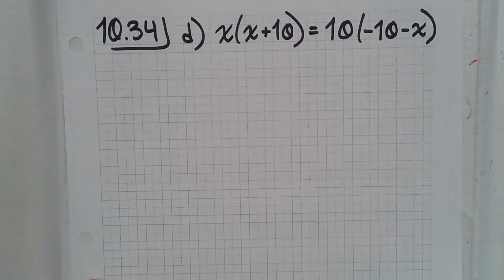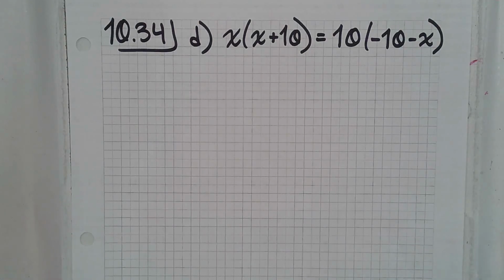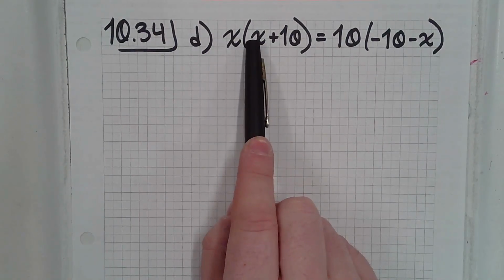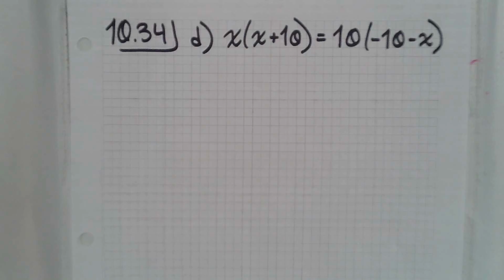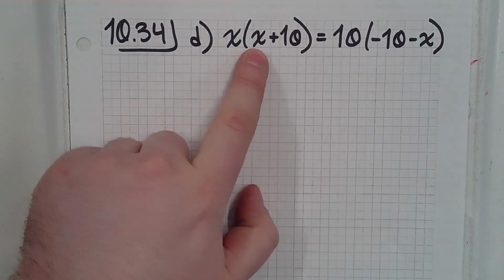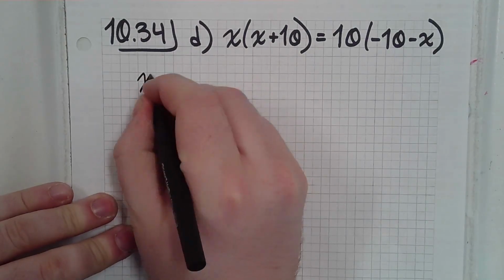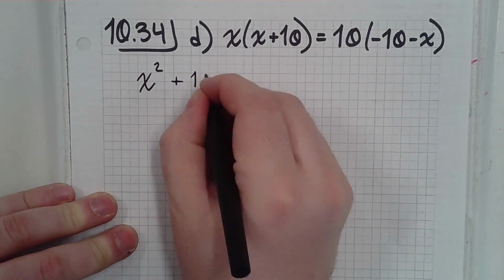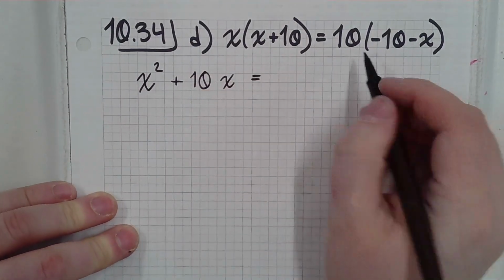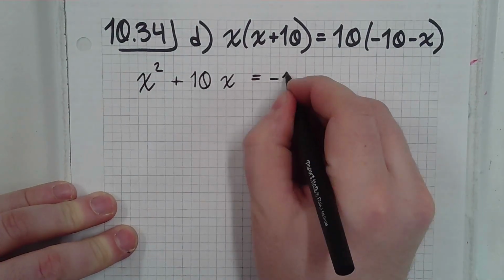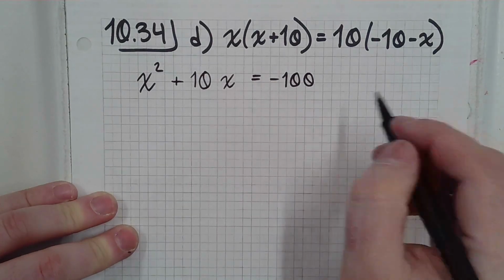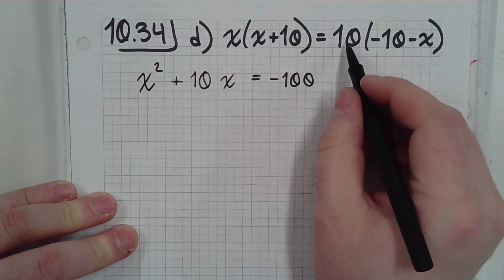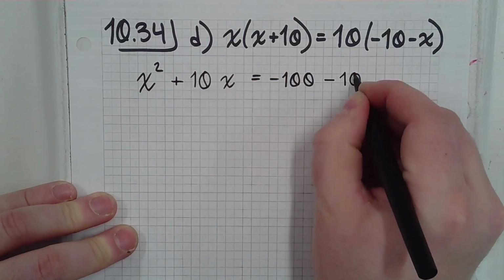Part D is this one, and a lot of people are confused on this. And I think it's just because you guys didn't try to make this look like a problem you know how to solve. If we distribute, we're going to get x squared. That seems good, right? We can get it looking like that last problem we did. So let's do that. X times both terms here is going to come out to x squared, because that's x times x. And then it's going to be plus 10 times x, which is just 10x. Here, when we distribute the 10 to both terms, we get -100, because 10 times -10 is 100. And of course, it's going to come out negative. 10 times -x is going to be -10x's.